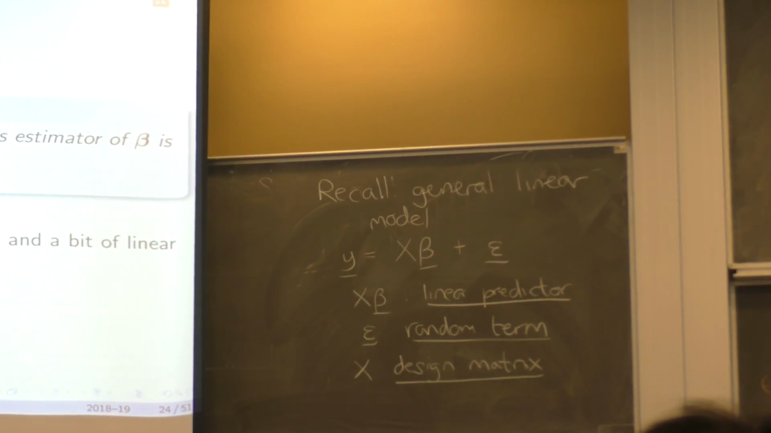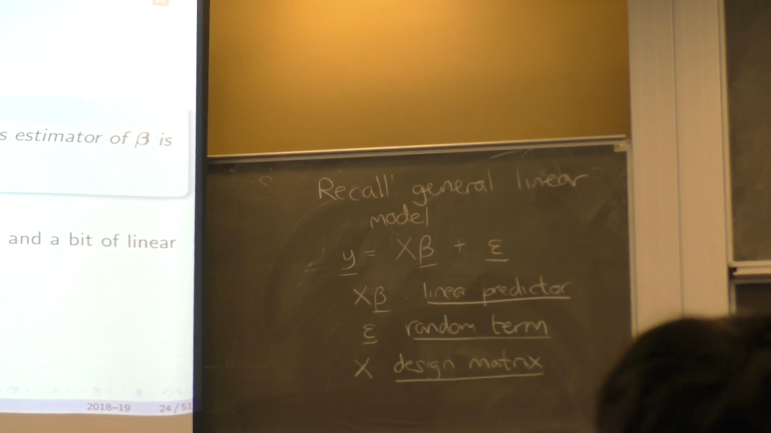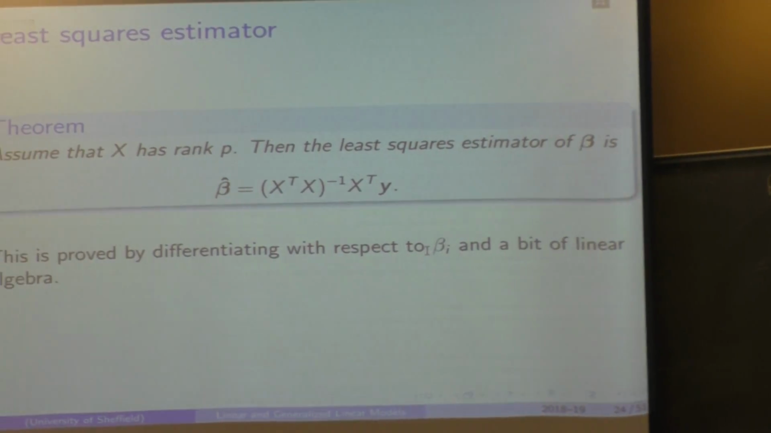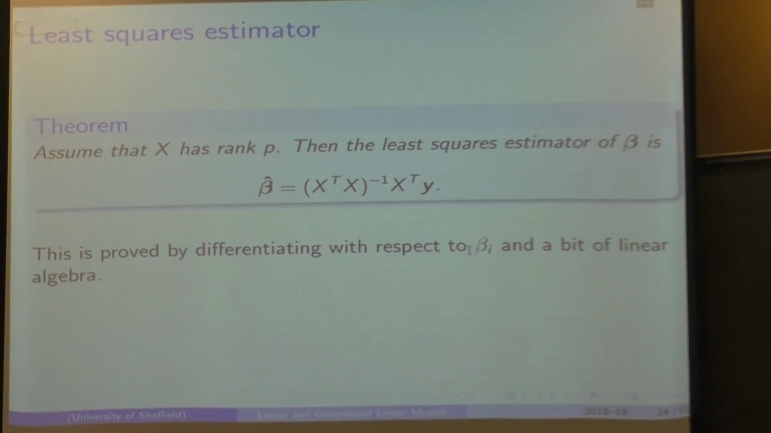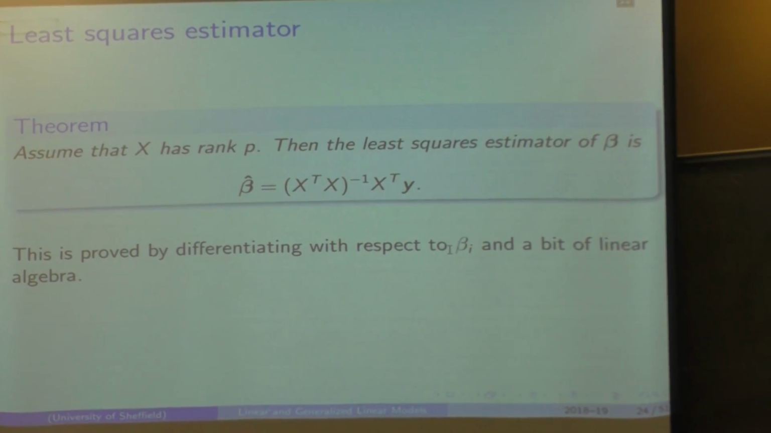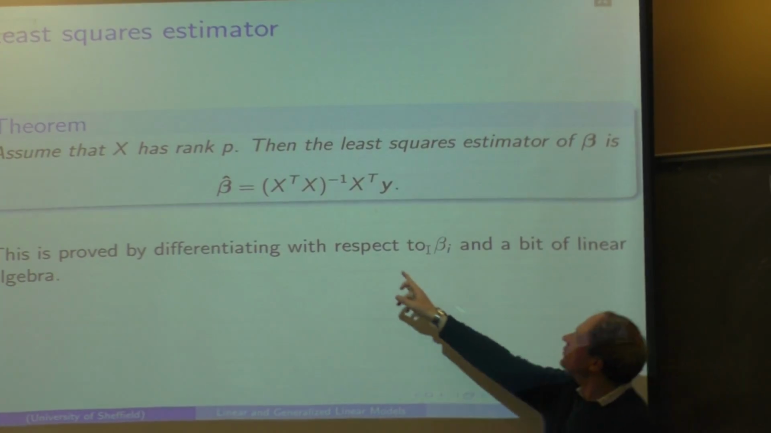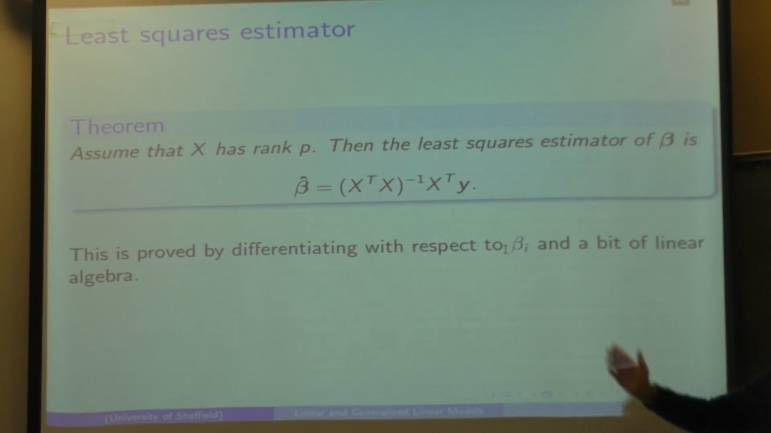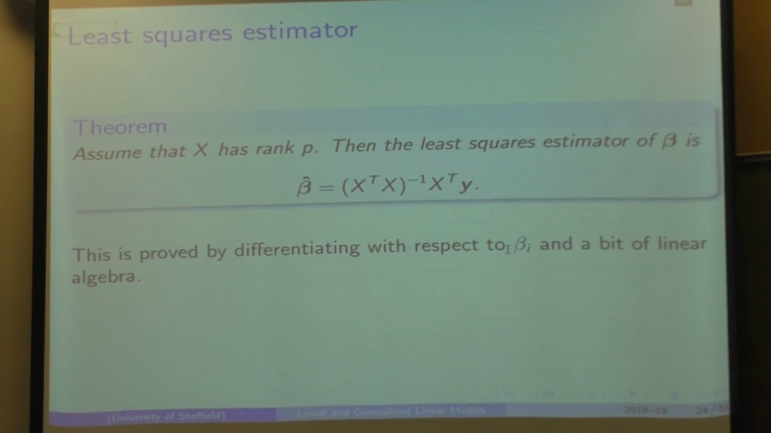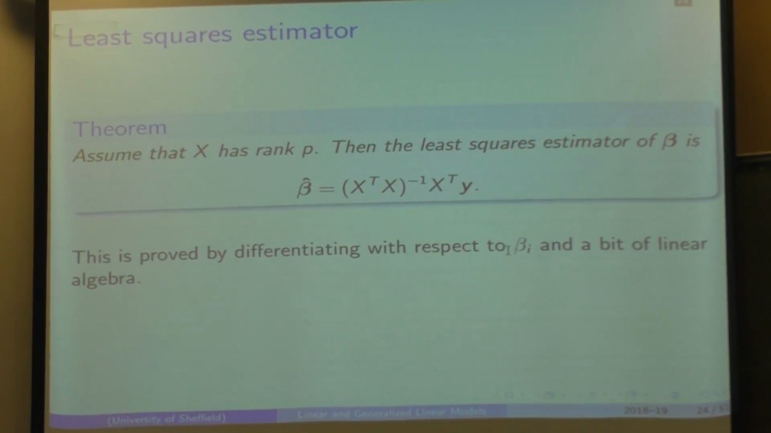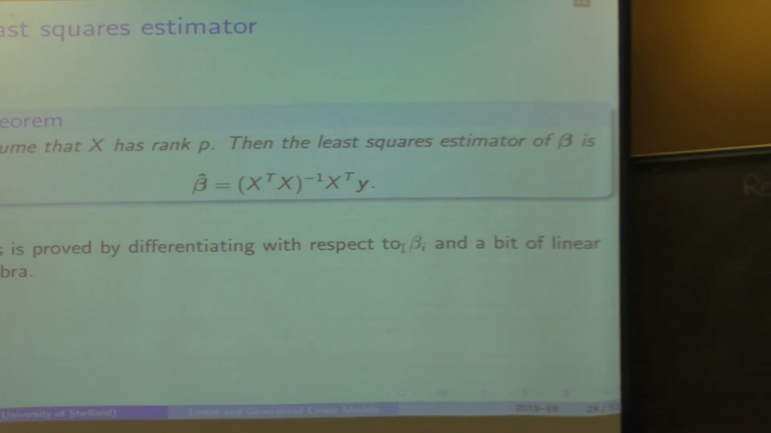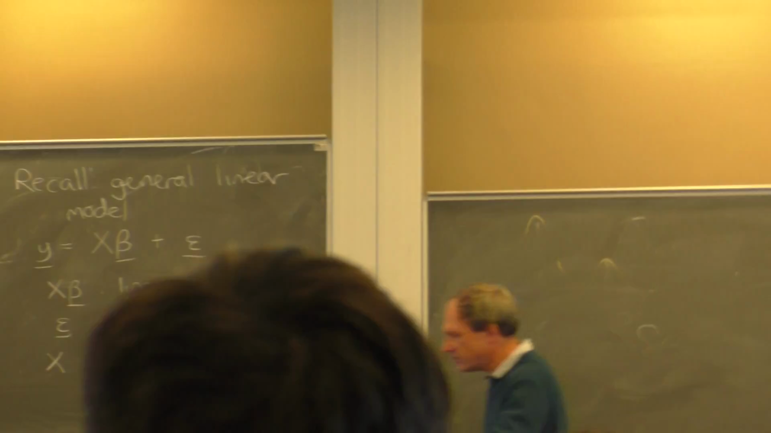Okay, so in Friday's lecture I got to the statement of this theorem that the least squares estimator for beta, which we'll call beta hat, can be written, again in matrix form, as a slightly complicated matrix involving X, multiplied, this is called matrix multiplication, by the vector y. It says on the slide this is proved by differentiating with respect to beta i and a bit of linear algebra. Let me just show you how you can get an idea of how to do this.